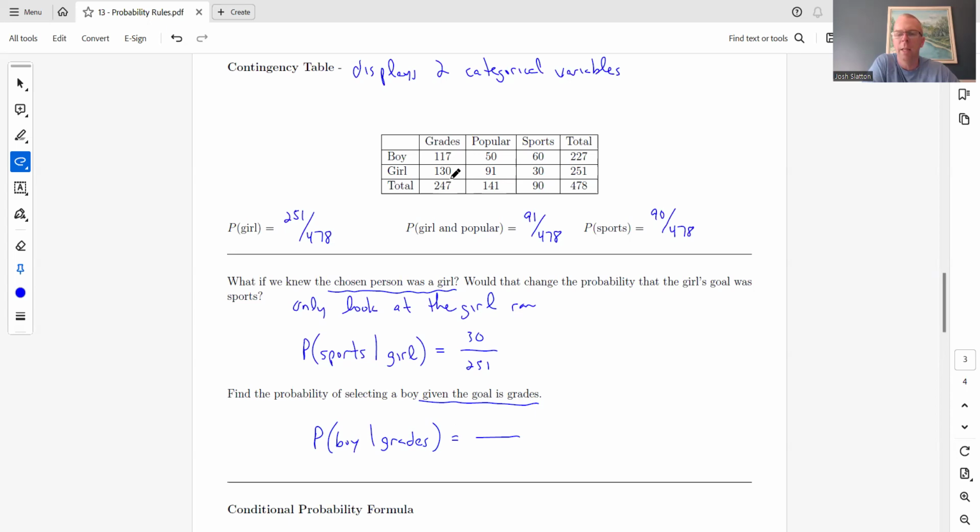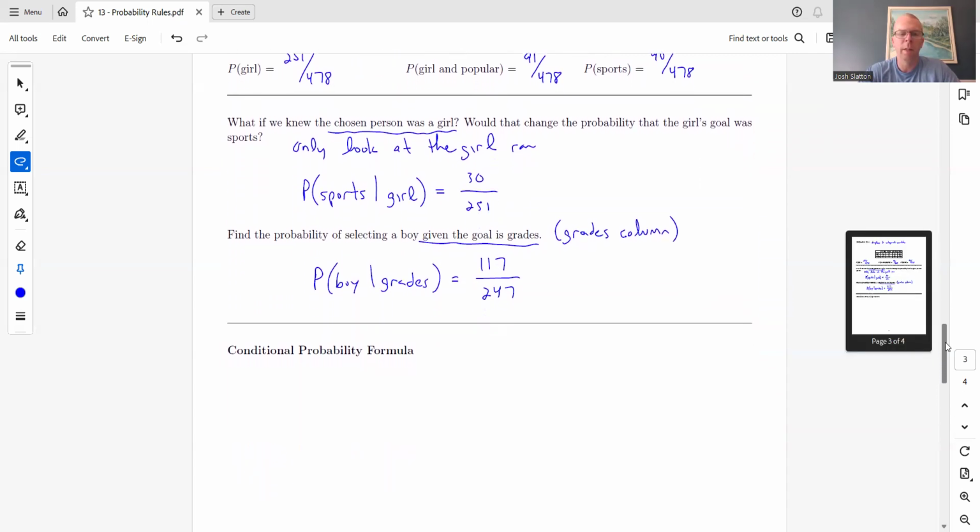So we're only in the grades column. So let's only look in the grades column because that is what we know. So we have 247 that want good grades. How many of those are boys? 117. All right.